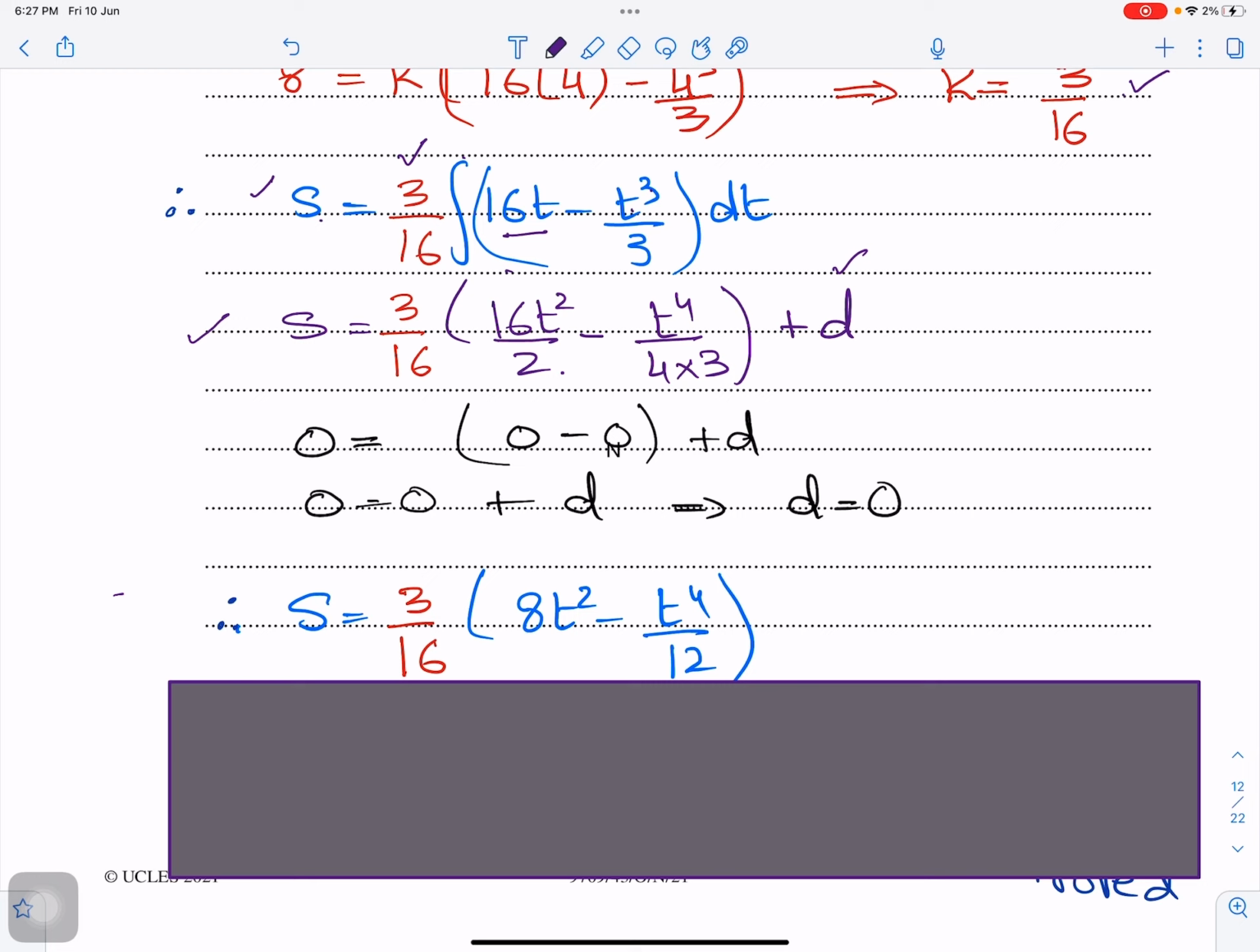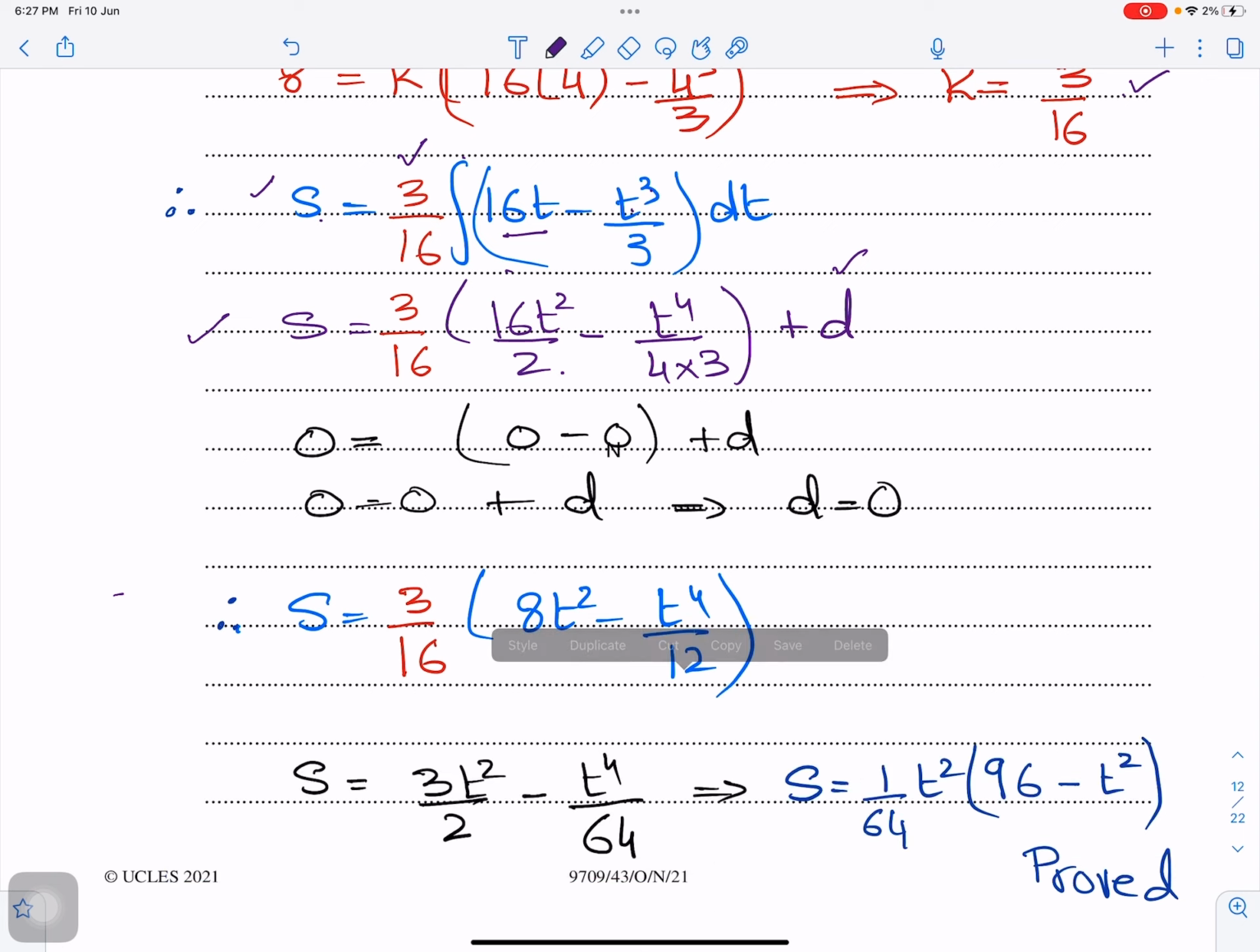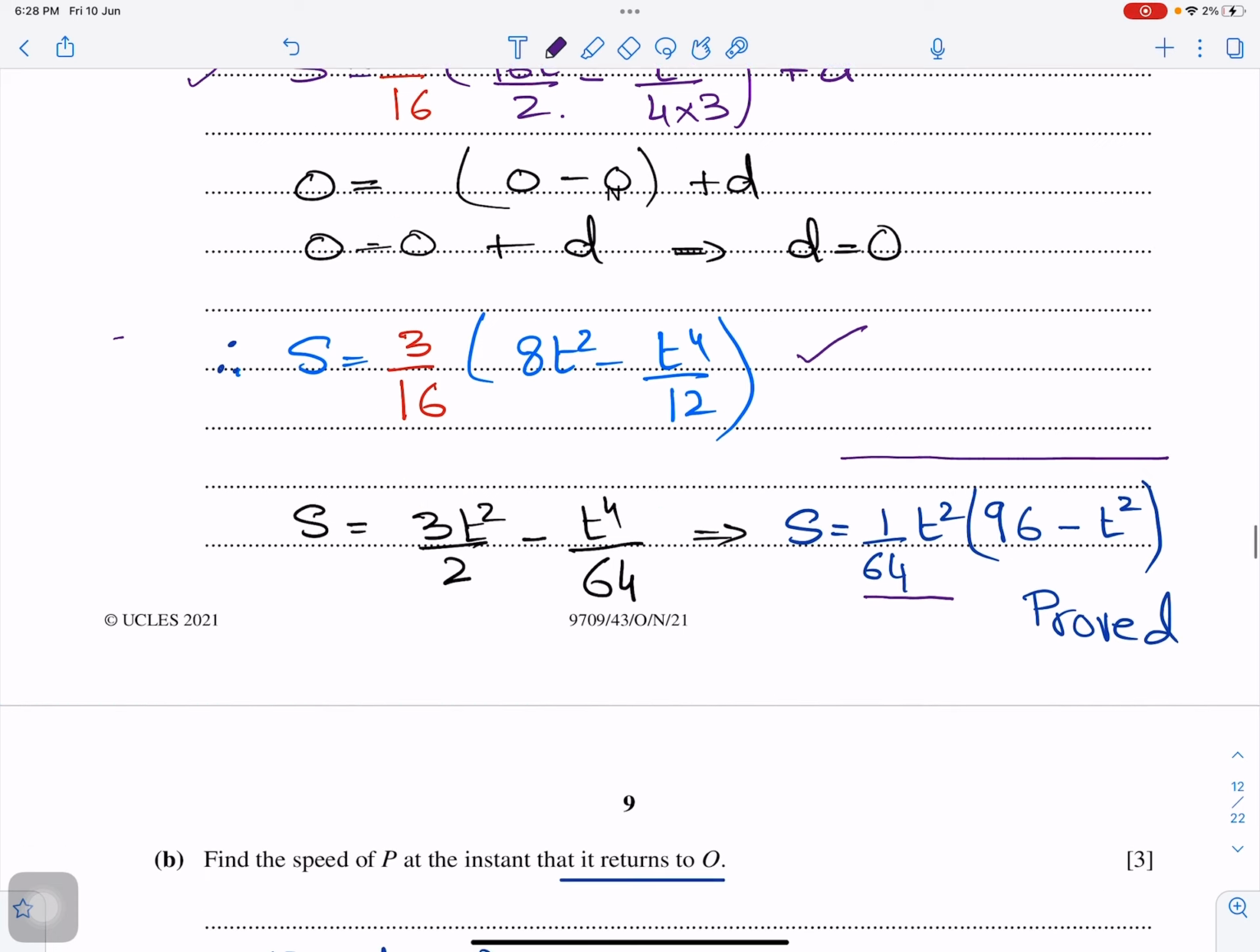After that you got your displacement equation, which is equivalent to what you have to prove. Now see one thing, I got this equation, but I have to prove that it is equal to this one. So you will manipulate the equation, you will take out the common factor according to the requirement, right? So I have taken here, after opening the bracket, 1 upon 65 out and t square common factor. And I got 96 minus t square. So this is how I proved the displacement equation.